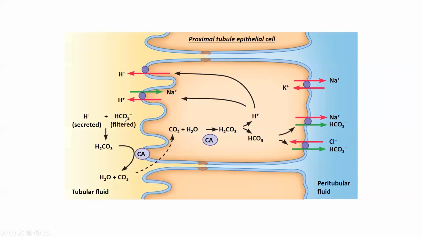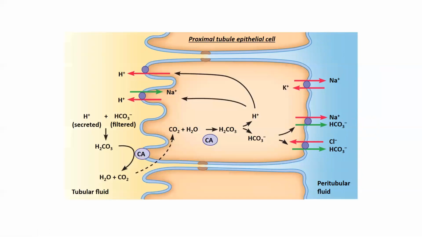We have that acid and that bicarbonate freely filtered across the glomerulus. They combine to form carbonic acid, H2CO3. That carbonic acid, under the influence of carbonic anhydrase 1, that first enzyme on the epithelial apical membrane, becomes water and carbon dioxide. Those are now free to move into the epithelial cell, right?